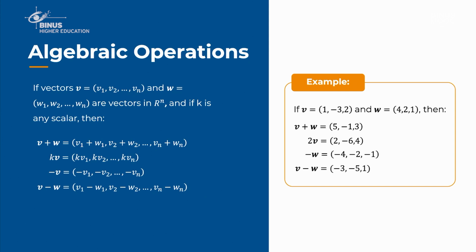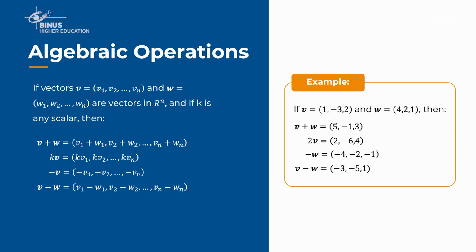Then if we want to calculate 2 times v, we multiply all the components of v by 2. So we have 1 times 2 is 2, minus 3 times 2 is minus 6, and 2 times 2 is 4. So 2v is (2, -6, 4). Then we have minus w, so the components of w are multiplied by minus 1, so we have minus 4, minus 2, and minus 1.